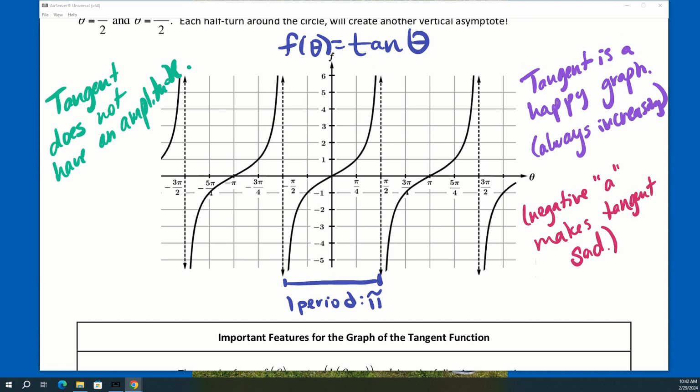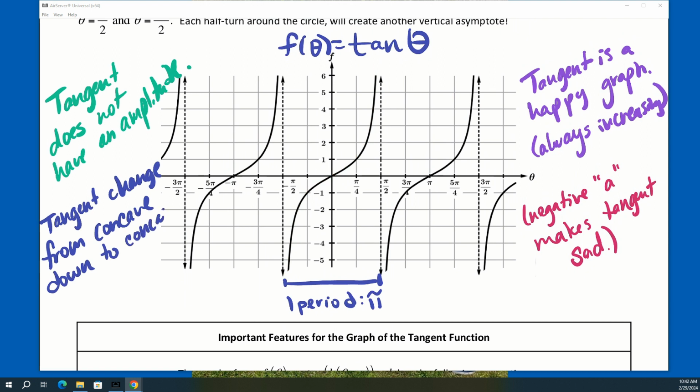All right. And then one more thing we're going to jot down that he may have somewhere in all these words: a tangent curve changes from concave down to concave up at the midline, which is going to be D. So that also means that's a point of inflection. I didn't talk about that last period.